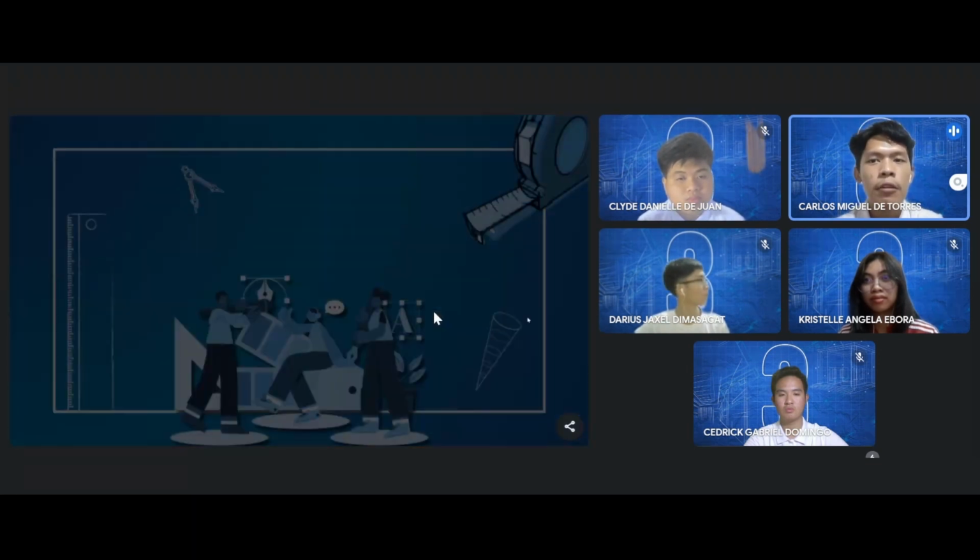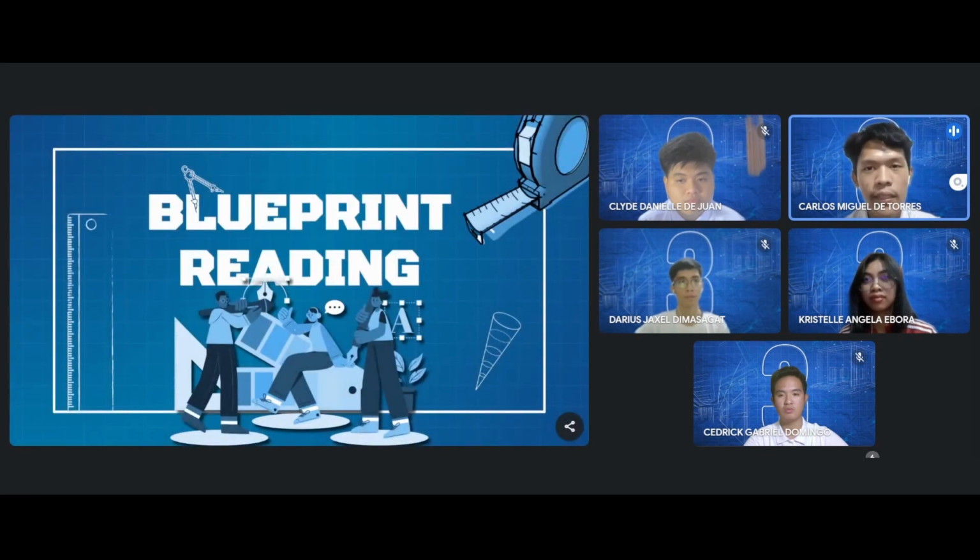Now, we have explored the different terminologies and instruments in metrology. Let us now apply this knowledge to our next topic, blueprint reading. Here is Darius DIMASACAT to discuss furthermore.